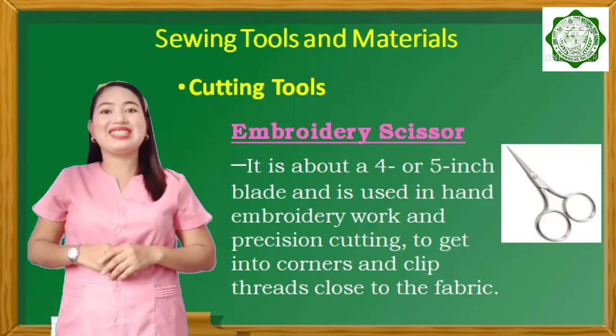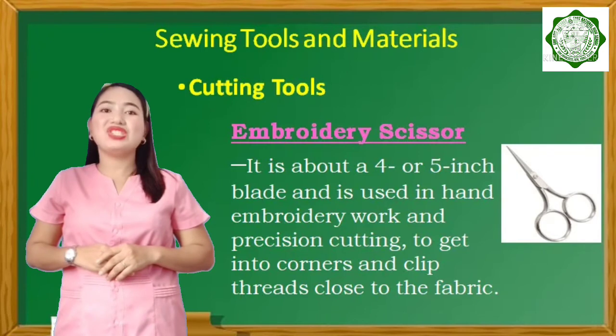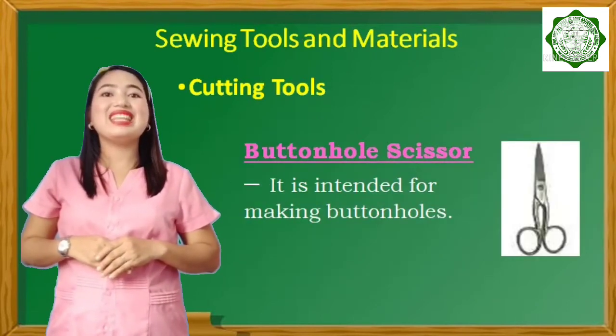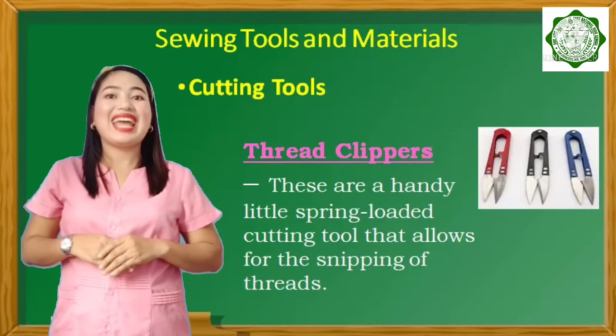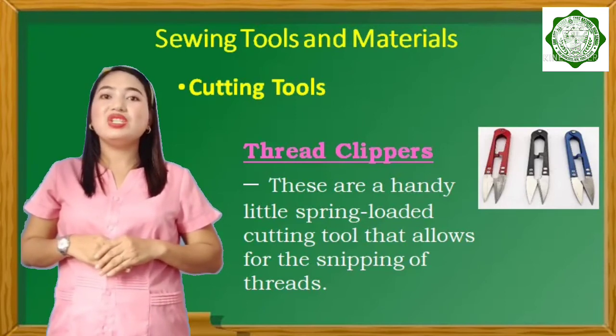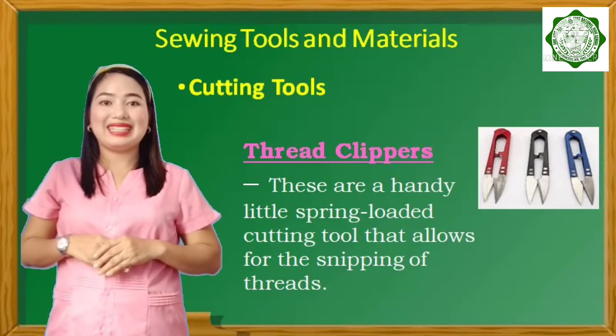Embroidery scissor. It is about 4 or 5-inch blade, and it's used in hand embroidery works and precision cuttings to get into corners and clip thread close to the fabric. Buttonhole scissor. It is intended for making buttonholes. Thread clipper. These are handy little spring-loaded cutting tools that allow the snipping of threads. These clippers are specially used for snipping threads, and they are not designed to cut fabric.